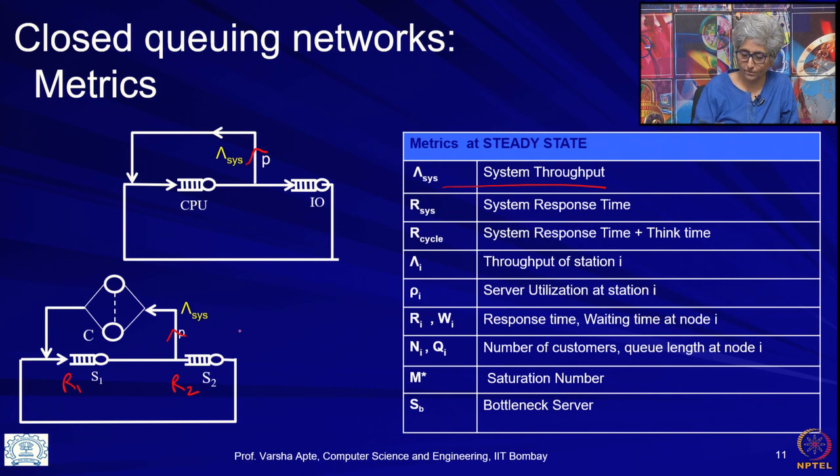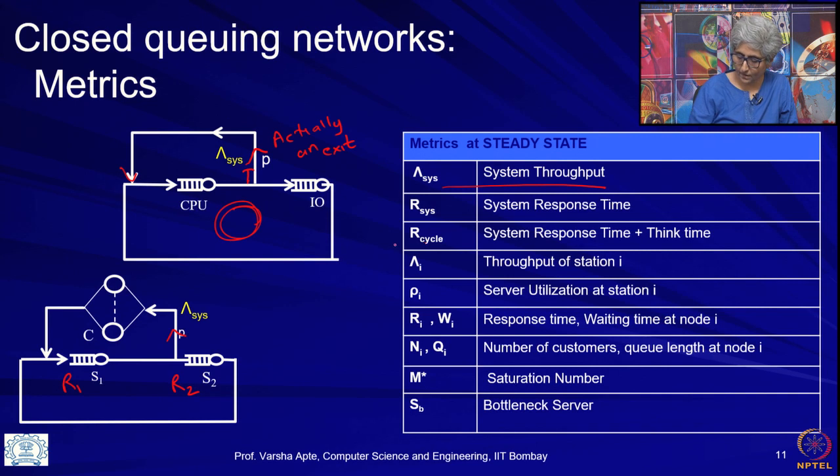Again, we have to base that, remembering that this was actually an exit. So the system response time is the time from which you join here, and then you may circulate here and then leave here. So let's come to cycle time.